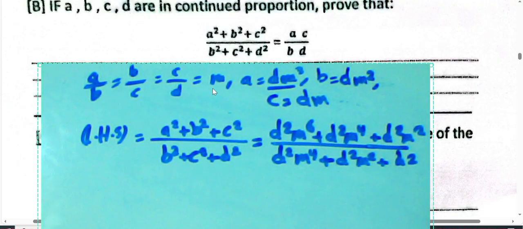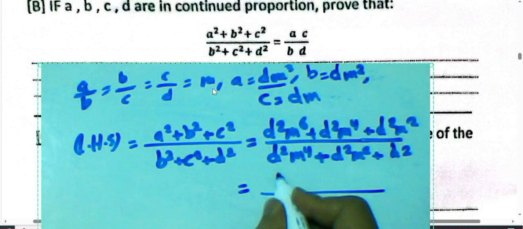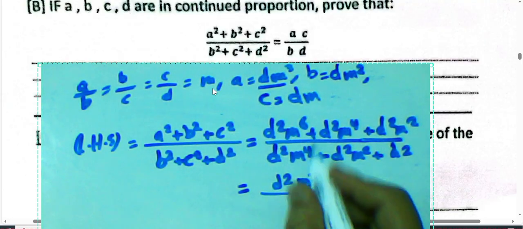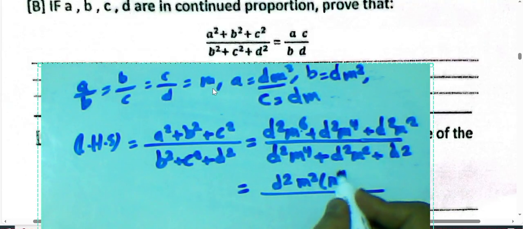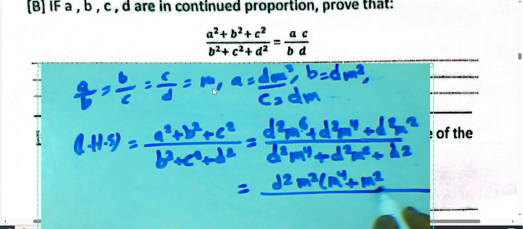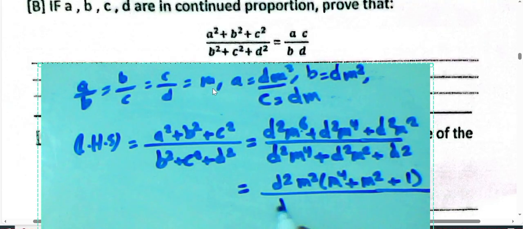Then you can write the common factor in the numerator. We have D power 2 repeated and also M power 2 repeated. M power 6 divided by M power 2 will be M power 4, plus M power 4 divided by M power 2, and the same number it will be 1. Down, we have D power 2 as the common factor; divided, it will be M power 4, divided by this it will be M power 2, and divided by this it will be 1.